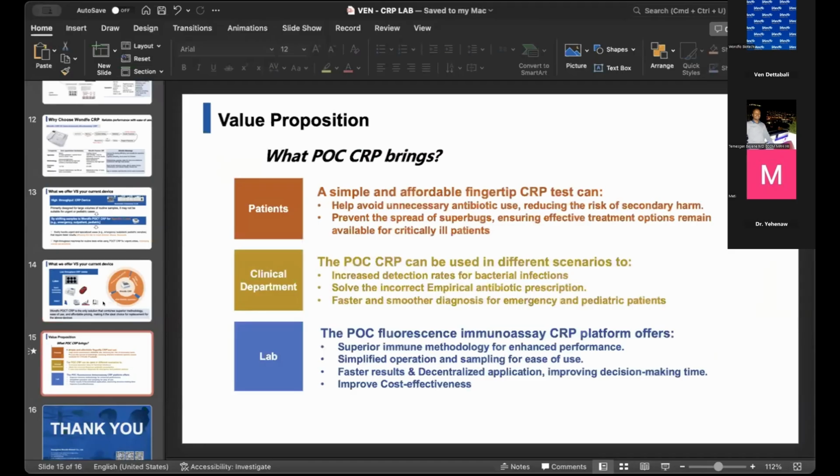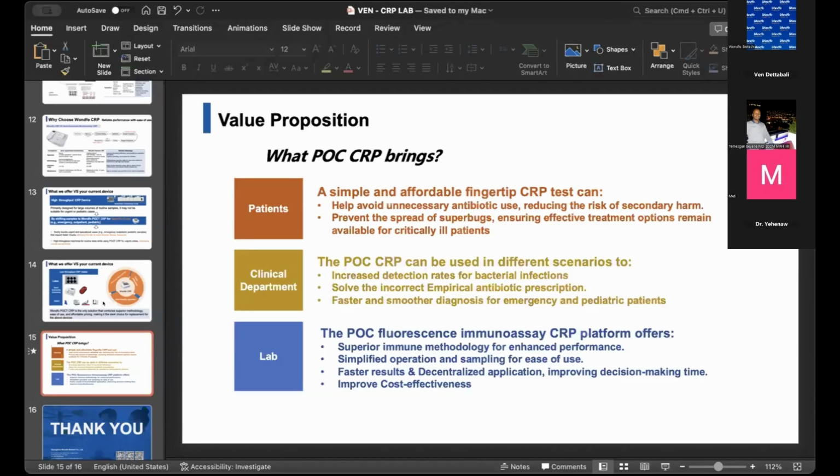So what's the value proposition that OneFu POC CRP brings? So for patients, a simple and affordable fingertip test can help avoid unnecessary antibiotic use, reducing the risk of secondary harm. So it prevents the spread of superbugs, ensuring effective treatment options remain available for critically ill patients. For clinical departments, it increases the detection rates for bacterial infections. It solves the incorrect empirical antibiotic prescription. It's a faster and smoother diagnosis for emergency and pediatric patients.